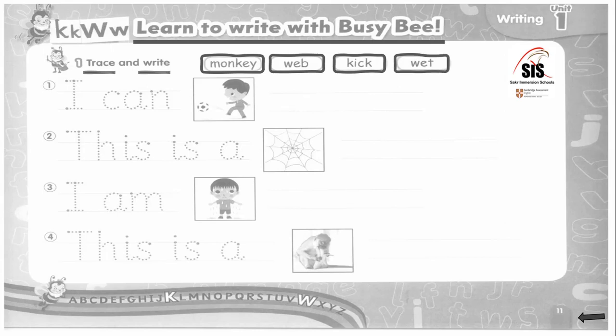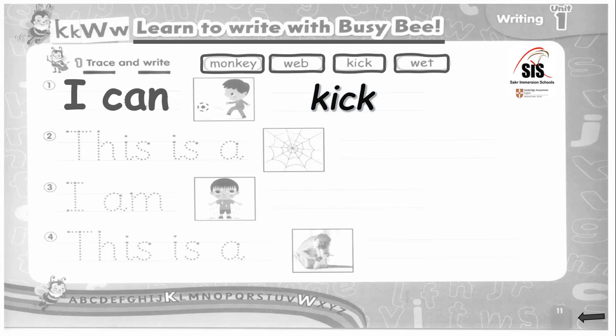What are we going to do in this exercise? We're going to trace and then write the right word here. Number 1, let's read. I can. In the picture, what can you see? Excellent, kick. So I'm going to choose the word kick and write it here next to the picture. And trace. I can kick.